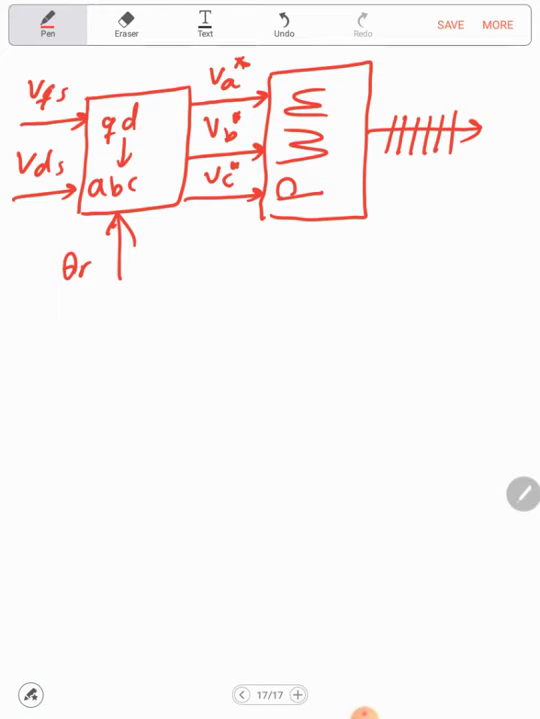So in the next lecture I will discuss with you the maximum torque per ampere, or how to design the reference current in the D-axis such that we achieve the minimum stator current with a maximum torque. So this is what we call the maximum torque per ampere.